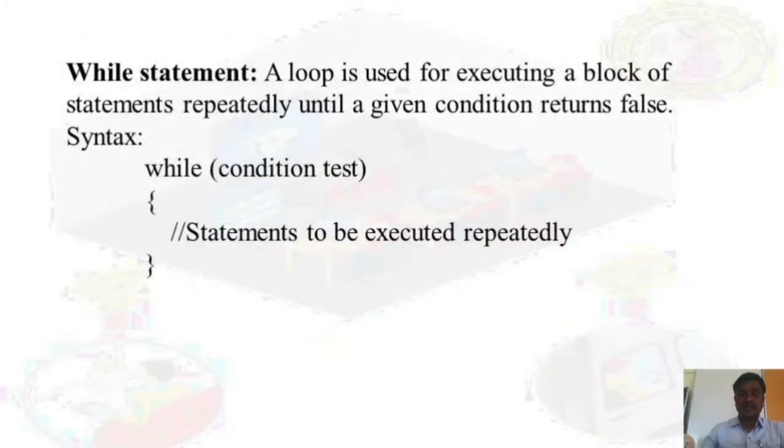Now here in embedded C programming, we are going to use some of the C statements. Here, the while statement. A loop is used for executing a block of statements repeatedly until a given condition returns false. That is the syntax: while condition test. If the condition is true, this will repeatedly execute the statements within the curly brackets.